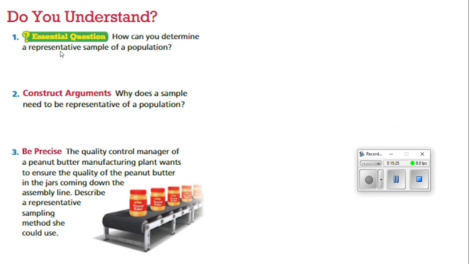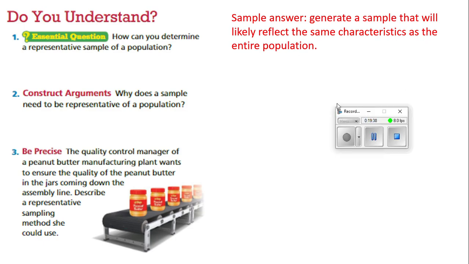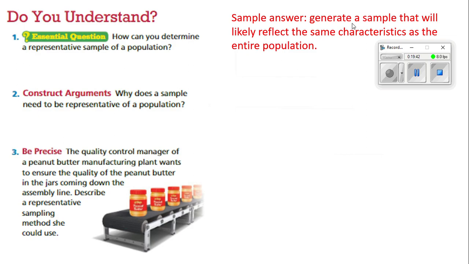How can you determine a representative sample of a population? Well, remember, you can generate a sample that will likely reflect the same characteristics as the entire population. When you do this, you get a good idea of what the population thinks, okay? A representative sample has things in common with the population that you're talking about.